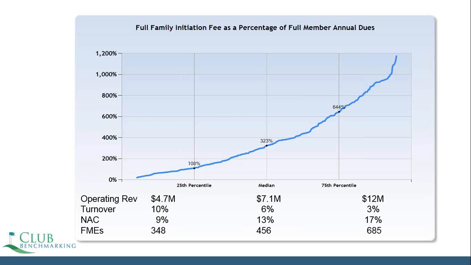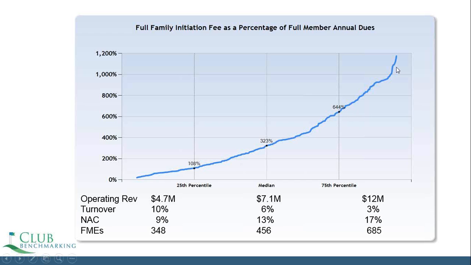So a couple interesting things. I took the initiation fee and measured it relative to the annual dues that a full member pays. And so it's amazing. A quarter of the clubs in the country, their initiation fee is less than the cost of 1 year of dues, right? That's a pretty low hurdle, a pretty low, frankly, statement of value that you're presenting to the marketplace.